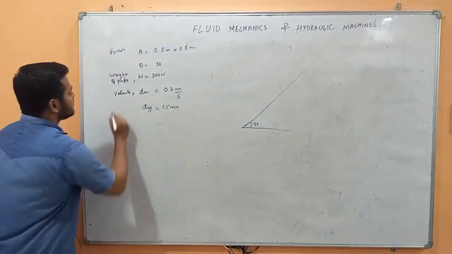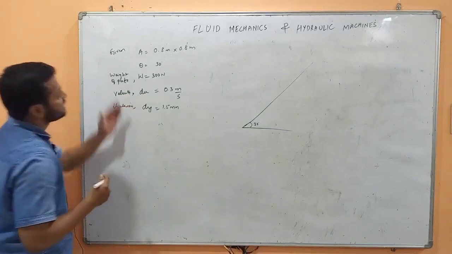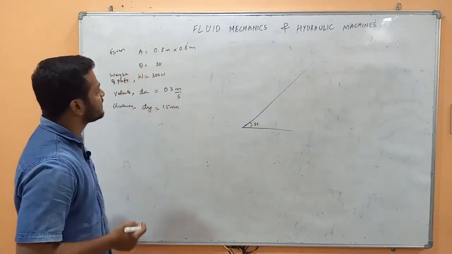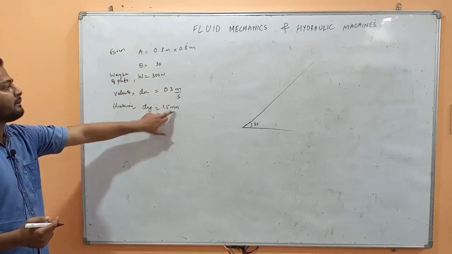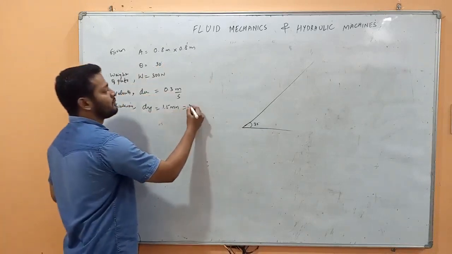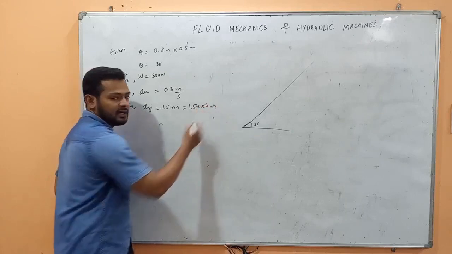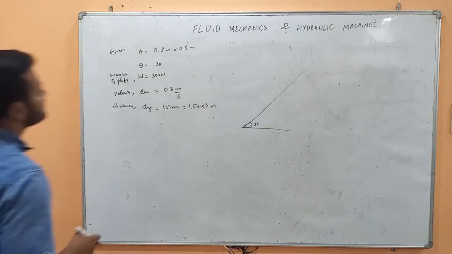So first we will check whether all the given data is in the form of SI units. Meters and meters, this is in terms of SI units. Newton is an SI unit, meter is too, but this is millimeter. So milli means 10 power minus 3, so 1.5 into 10 power minus 3 meter. I will take the help of a calculator to solve this problem.